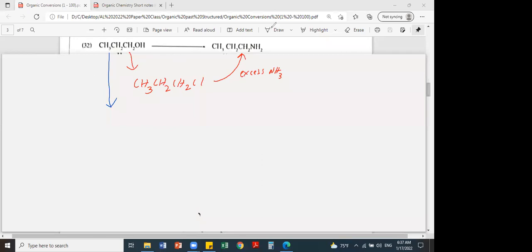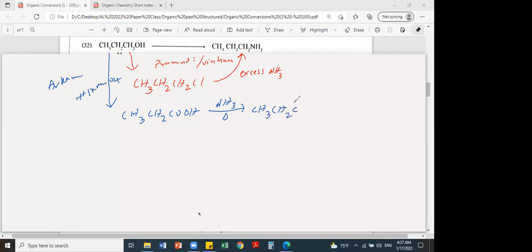The other method is Arkham's. Pramudi and Vinhara did this method. Then Arkham's method is acidified KMnO4. Then you get CH3CH2COOH. After that you added ammonia. Actually, Arkham, you have to heat this with ammonia. Adding just ammonia is not going to work. You have to heat this with ammonia. Then you get the amide, CH3CH2CONH2. Then you can reduce this with lithium aluminum hydride.